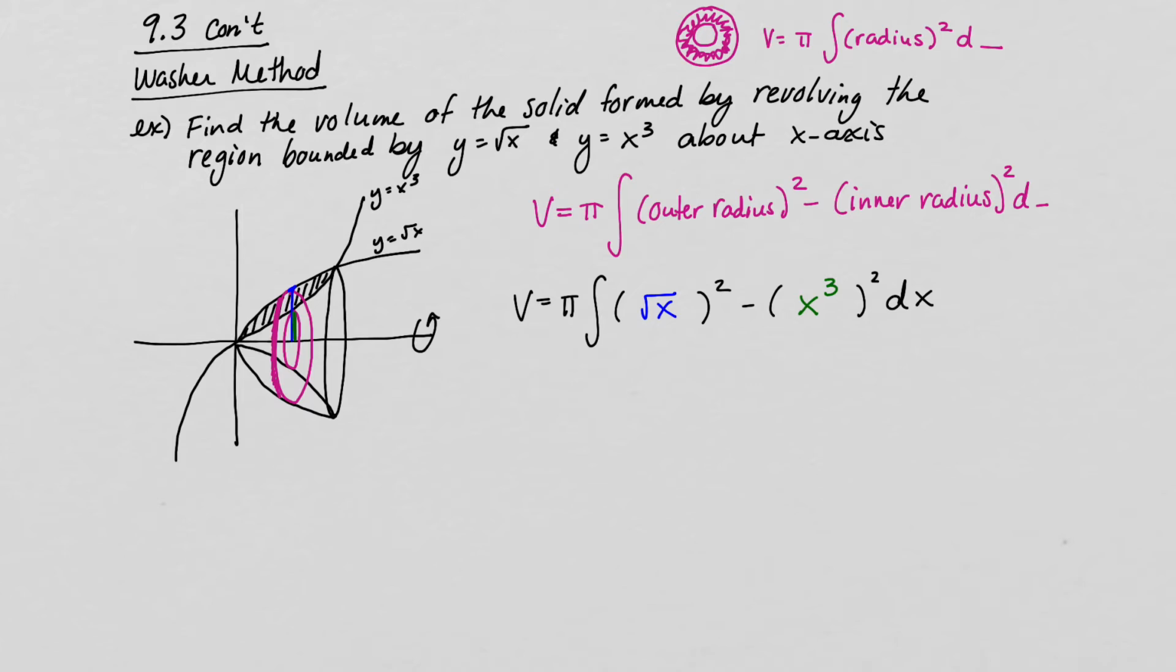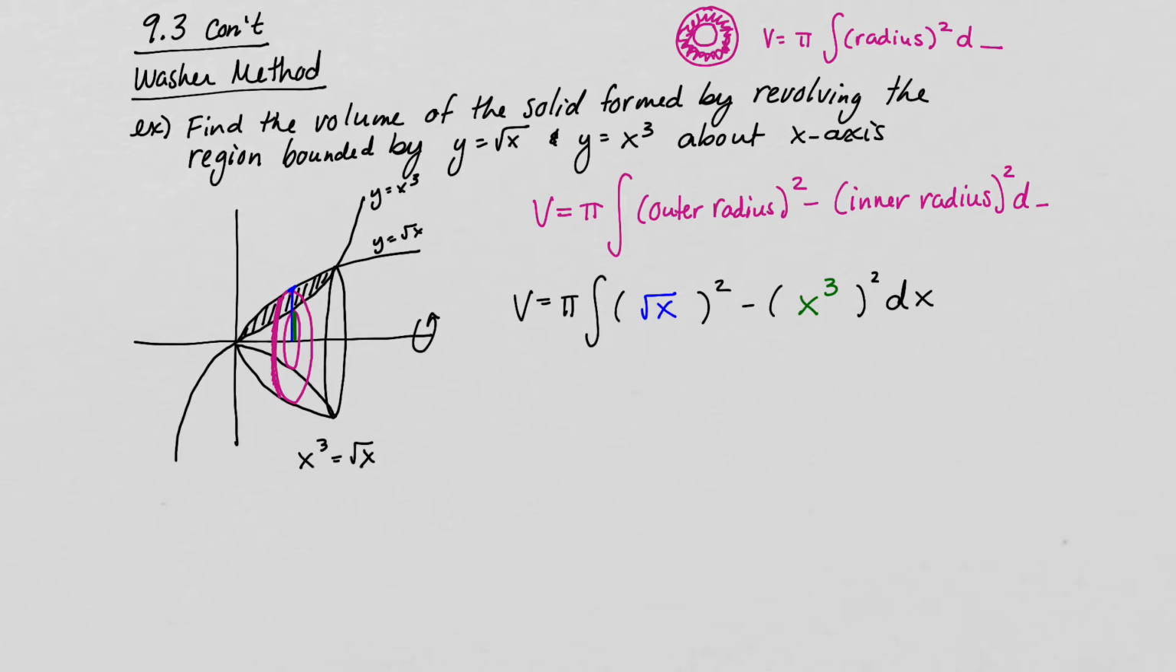What do I have to do to find my limits of integration on this problem? Yeah, so it's going to be from 0, that's where they're starting, that's where they cross, to wherever else they intersect. So really what I'm trying to do is solve when is x cubed equal to the square root of x, right?